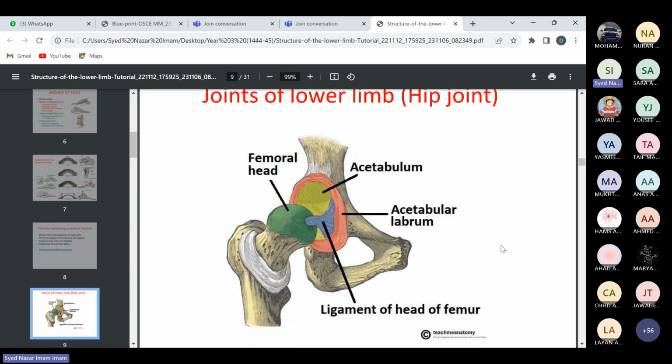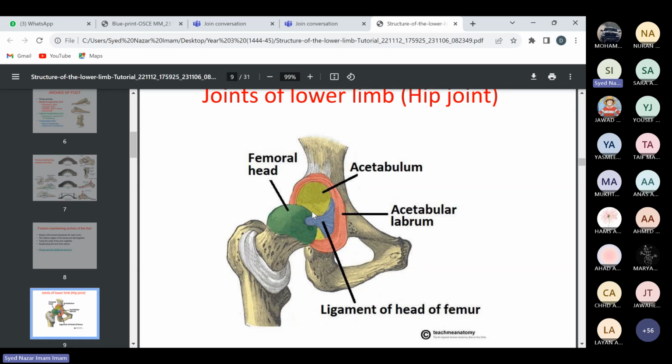Joints of the lower limb. This is very much similar to the joints of the upper limb. The first joint is your hip joint, which is a ball and socket joint. So what are the things we have to know in the joint? First of all, what type of joint it is. So what type of joint is the hip joint? It is a ball and socket synovial joint.